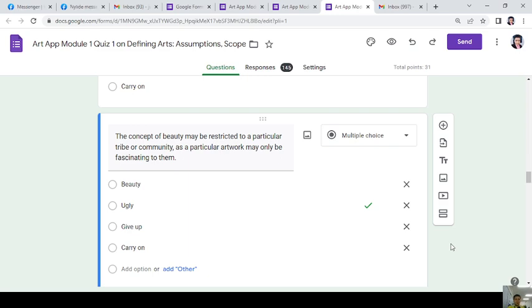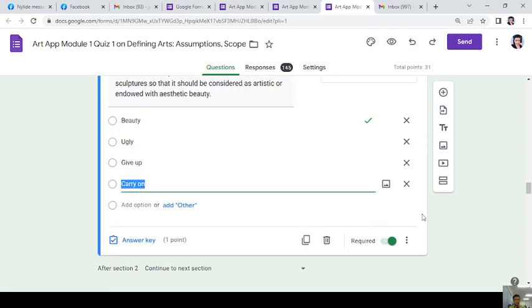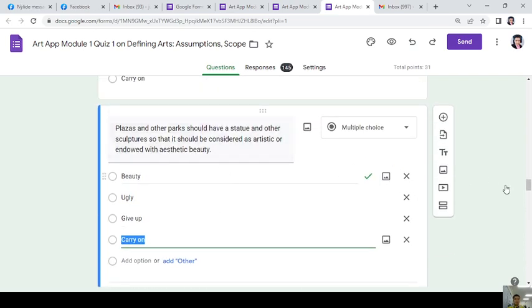They go together. Next, plazas and other parks should have a statue and other cool sculptures so that it should be considered as artistic or endowed with aesthetic beauty. Is that right? That is true.